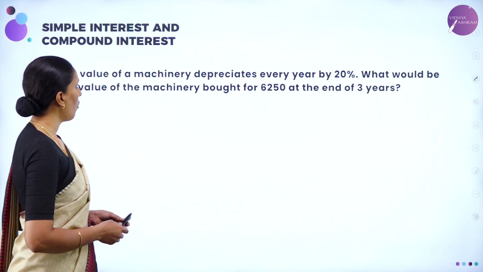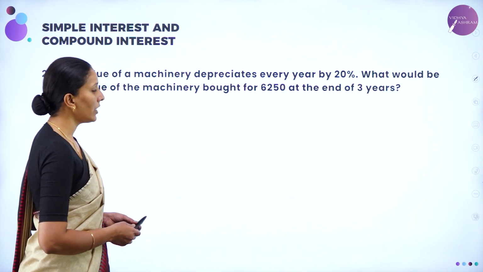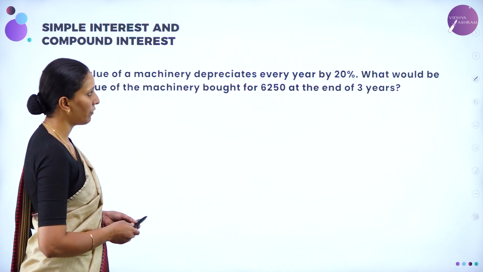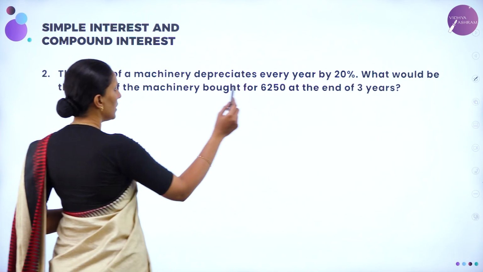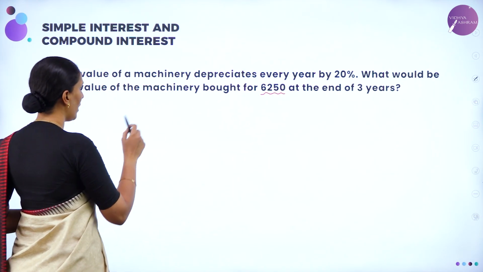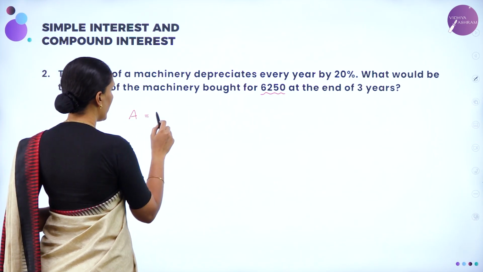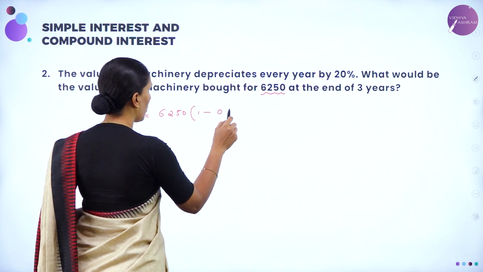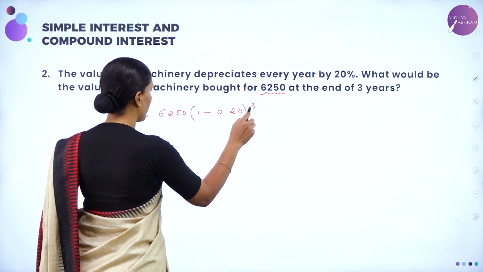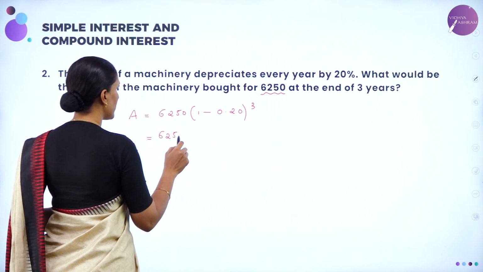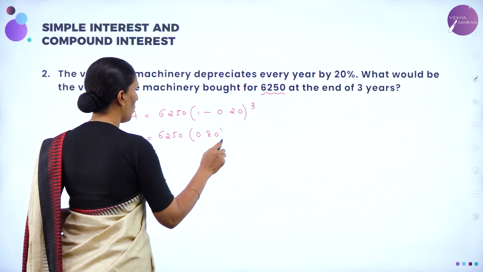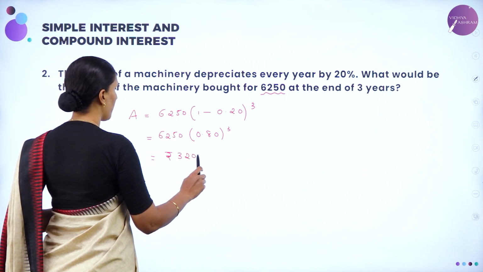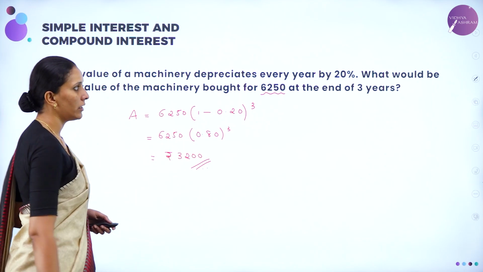Next question. The value of a machinery depreciates every year by 20%. What would be the value of the machinery bought for 6,250 at the end of 3 years? So the initial value of the machine is given. So here A is equal to the initial value, 6,250, into 1 minus the rate, 0.20, to the power of the number of years, 3. So this is 6,250 into (0.80) cubed. So this is equal to rupees 3,200. So this is the value of the machinery after 3 years.